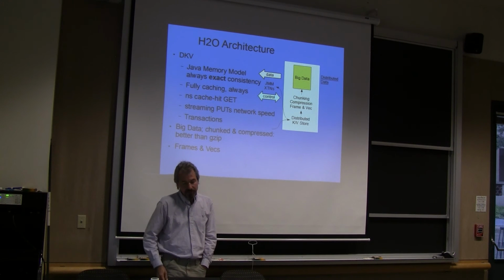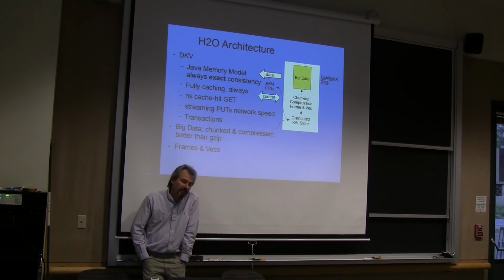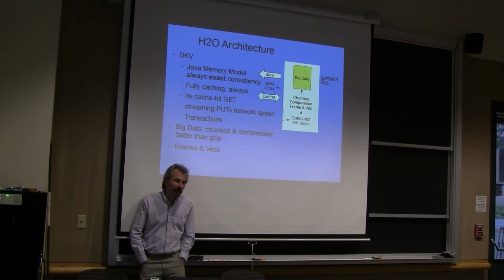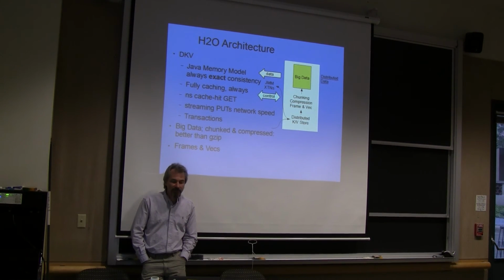So back to the high-level picture, there's a distributed key value store, DKV. It's a Java memory model with exact consistency semantics, and if you ever play around with other people's key values, they'll talk about what kind of laziness they do. We only do exact, and we do it fast. It's fully caching under all situations. A standard cache-hitting get is 150 nanoseconds. Streaming puts will be bottlenecked by the network. It's how fast you can jam writes to another node in the cluster.